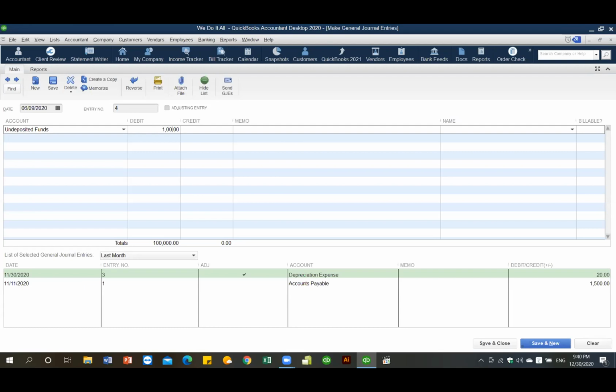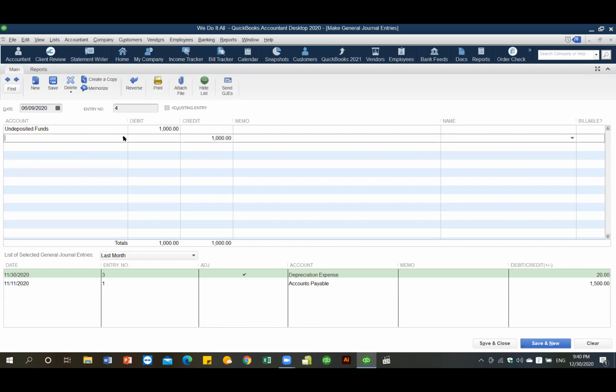What was it again? 1,000. Okay. A comma after the 1, that's what happens. It becomes 100,000, I guess. No, it doesn't. Okay, click the next line. Click down, underneath undeposited funds.